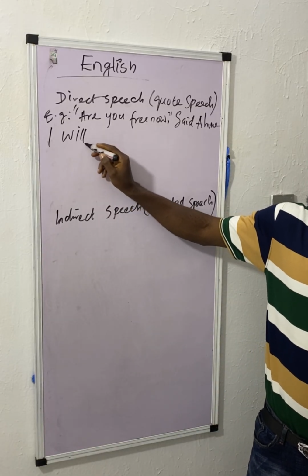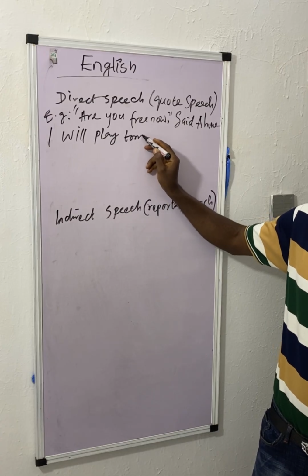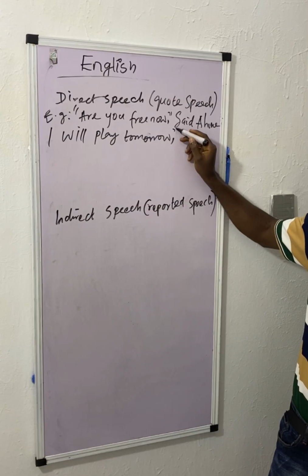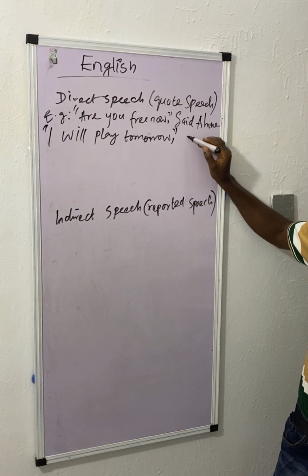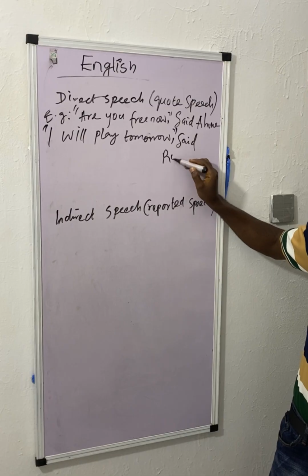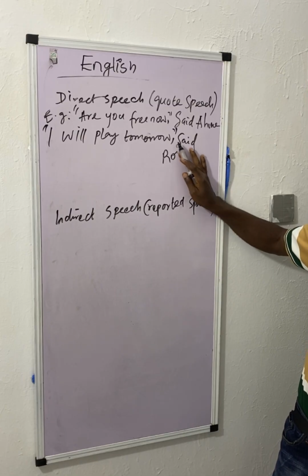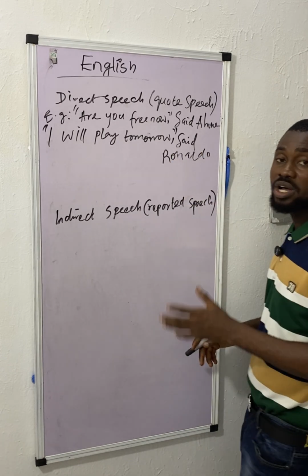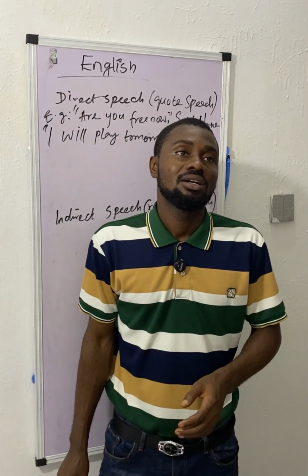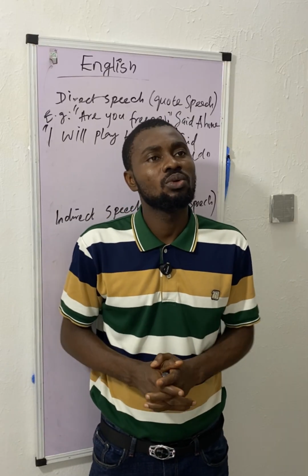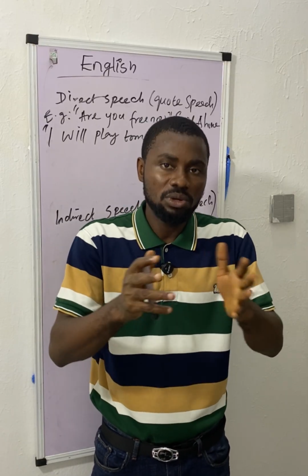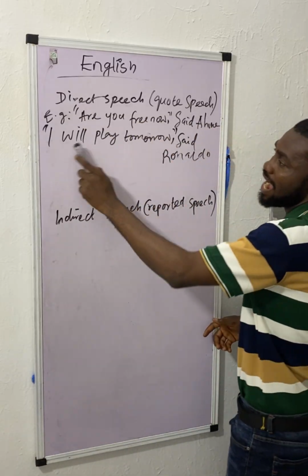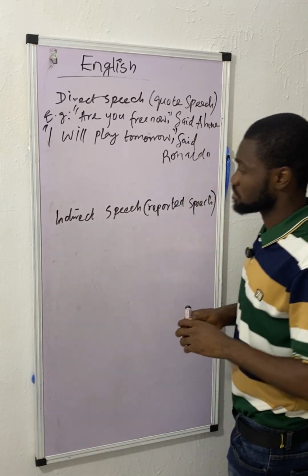Another example is, "I will play tomorrow." Said who? Put it in quotes because it's a direct speech, quote speech. "I will play tomorrow," said Ronaldo. This was the same way Ronaldo said it. He was asked by the coach, Ronaldo, will you play tomorrow? I will play tomorrow. So someone is now quoting what Ronaldo said as a direct or quote speech. That was Ronaldo's response. That's for direct speech.